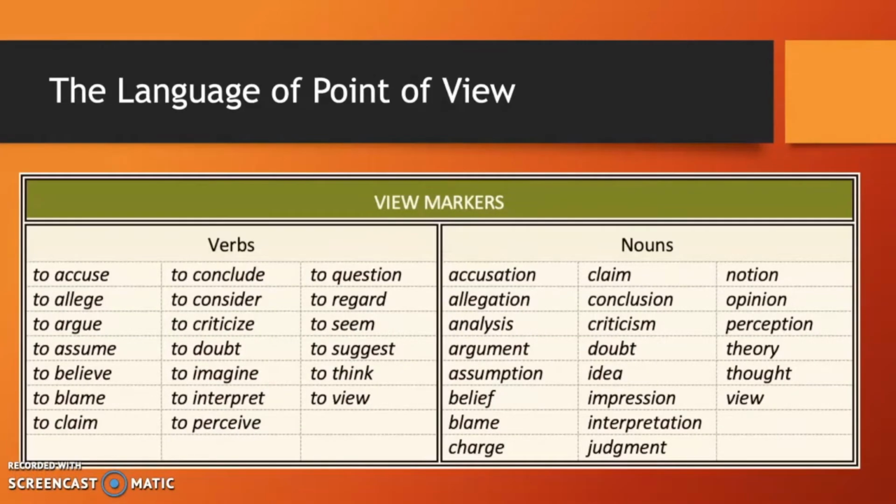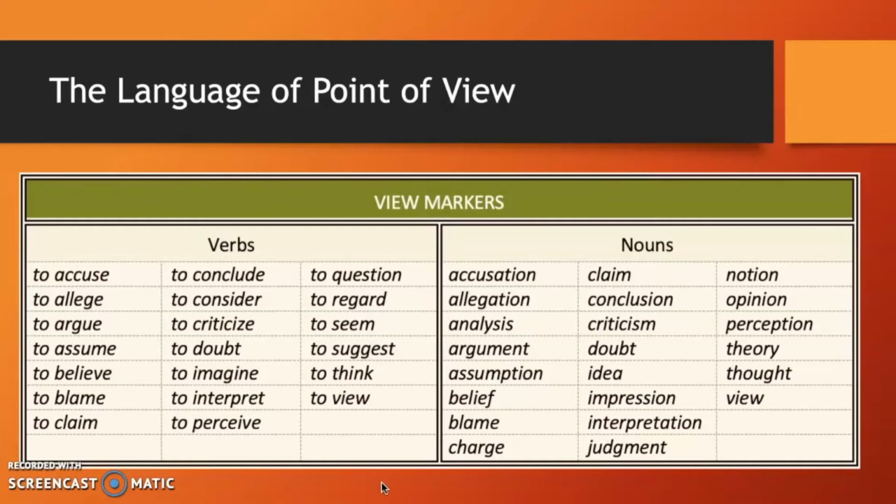Here are words that writers use to show views, to show a point of view. So we call them view markers. And these words here are verbs, and these are nouns. So the writer could say to assume, which is a verb, or assumption, which is a noun. The writer could say to conclude, which is a verb, or conclusion, which is a noun.